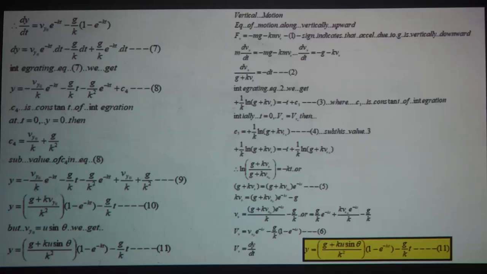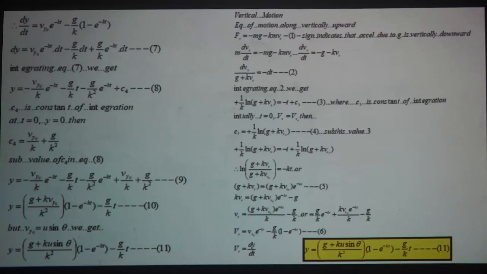I directly substitute this value in equation number 8, and equation number 8 becomes, by substituting the value of c4, y is equal to minus Vy0 divided by k e raised to minus kt minus g by k into t minus g by k squared e raised to minus kt plus the value of c4, Vy0 by k plus g by k squared, which is my equation number 9. So once again I rearrange the terms, so I will get y is equal to (g plus kVy0) divided by k squared into (1 minus e raised to minus kt) minus g by k into t, which is my equation number 10.